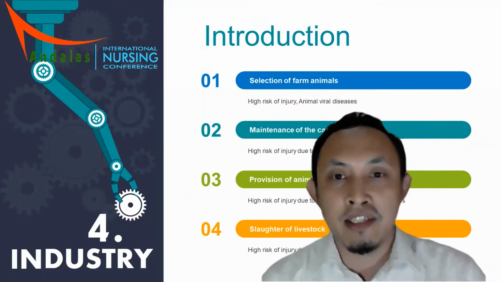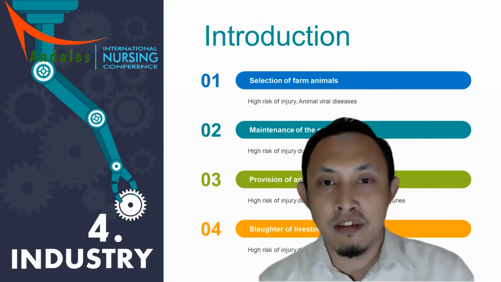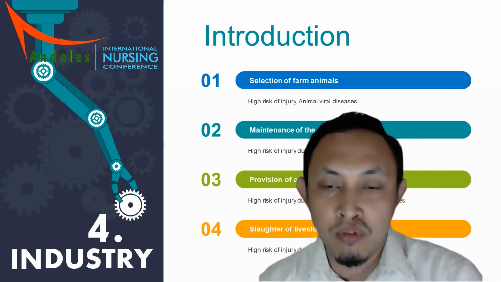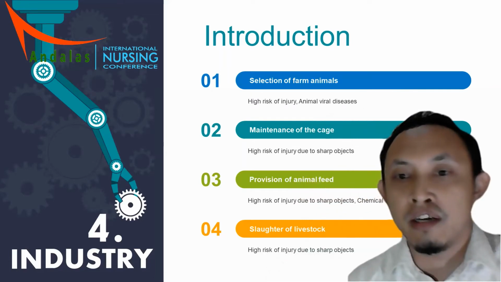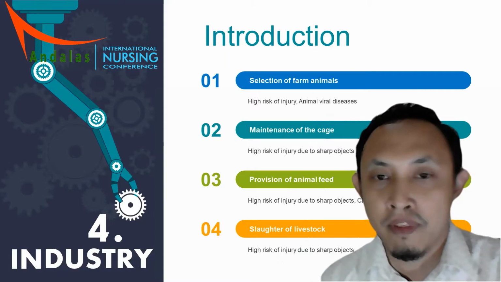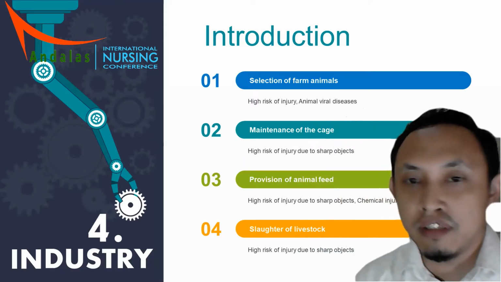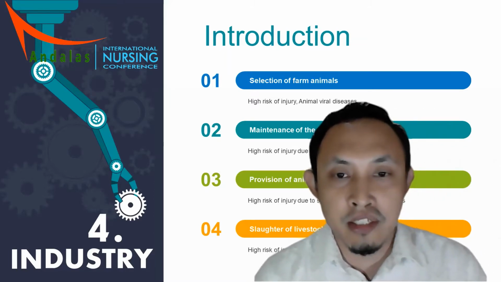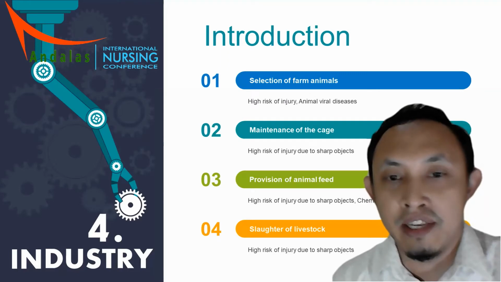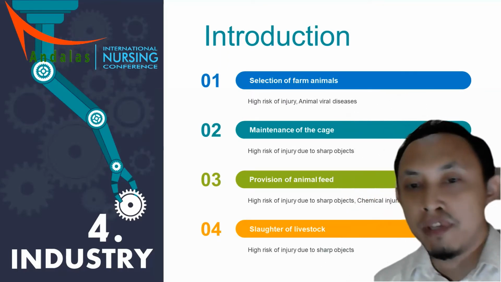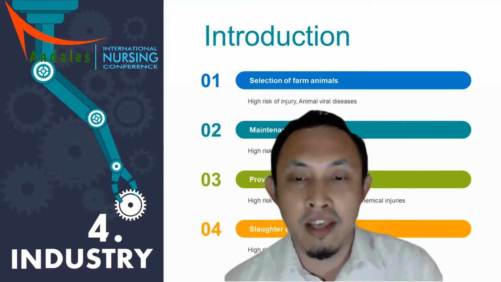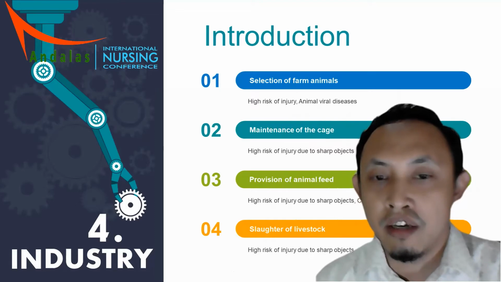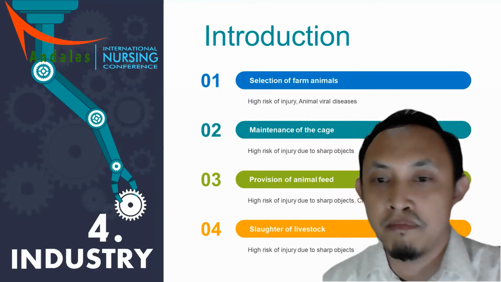The first is selection of farm animals, and there is a high risk of injury and animal viral disease to our farmer. The second is maintenance of the cage. There is high risk of injury due to sharp objects in the cage. The third is provision of animal feed. There is high risk of injury due to sharp objects and chemical injuries. And the fourth is structure of livestock. The farmer has high risk of injury due to sharp objects.